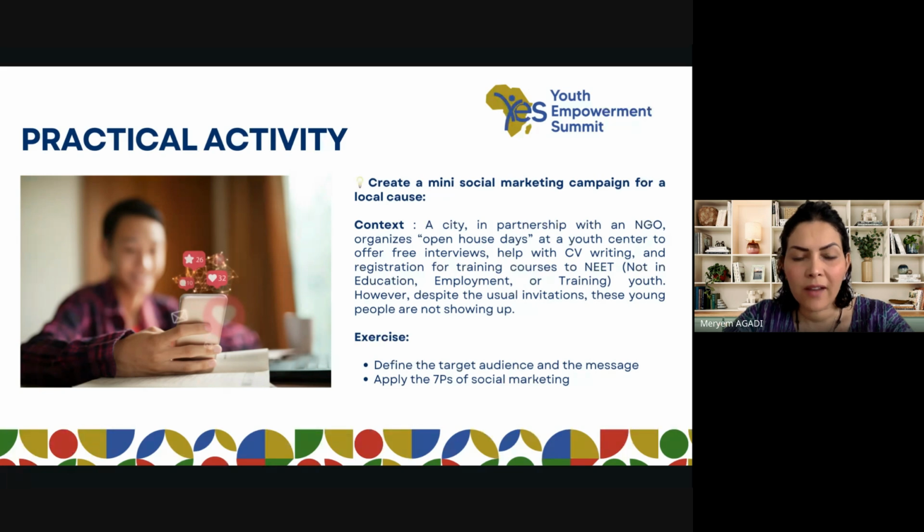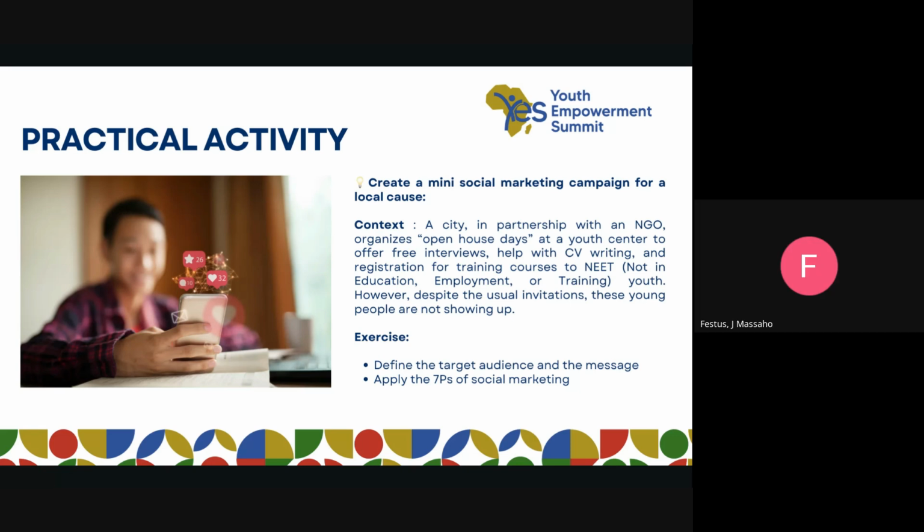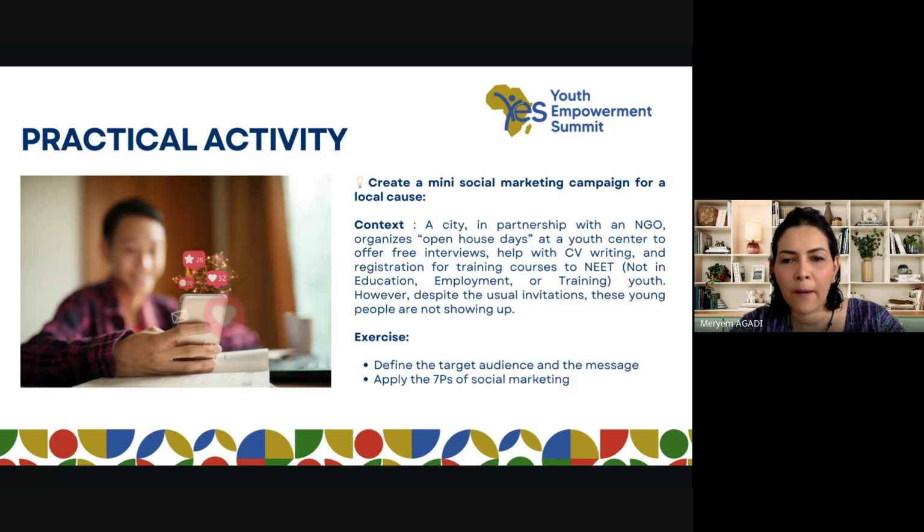So the exercise is to define the target audience and the message and apply the 7 P's of social marketing. I will give you like 5 to 10 minutes. We will see who is the faster and the efficient one who followed me since the beginning. So if you have any question, please ask now, and I will give you 5 minutes, and then you are invited to share.